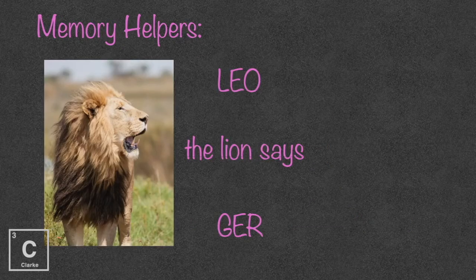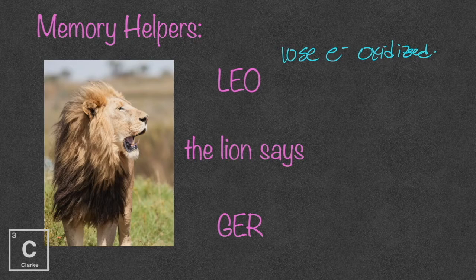Second one is LEO the lion says GER. This is probably the one I go to the most because I feel like this is the one I was taught first. LEO the lion says GER, where LEO, loss of electrons, is oxidized. Same information, GER, gain of electrons is reduced. It's really important that you know which element of the reaction is being oxidized and which element is being reduced. So hopefully one of these two memory helpers will help you. OIL RIG or LEO the lion says GER.